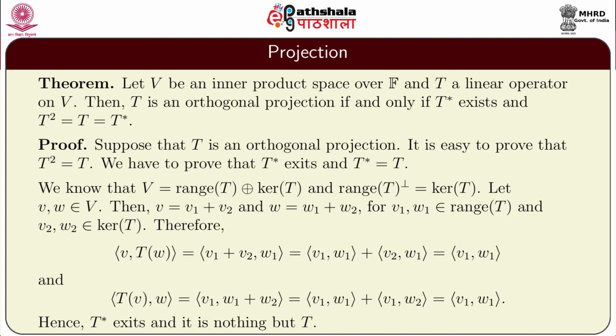Let V and W be two vectors, then we can write them as V is equal to V1 plus V2 and W is equal to W1 plus W2, such that V1 and W1 are in range of T and V2, W2 are in kernel of T. This gives us that the inner product of V with TW, that is inner product V1 plus V2 comma W1, that is equal to inner product V1 comma W1 plus inner product V2 comma W1, and that is equal to inner product V1 comma W1.